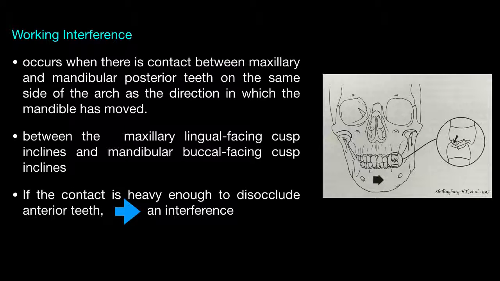Working interference. Working interference occurs when there is contact between maxillary and mandibular posterior teeth on the same side of the arch as the direction in which the mandible has moved. It is between the maxillary lingual facing cusp inclines and mandibular buccal facing cusp inclines. If the contact is heavy enough to disocclude anterior teeth, it is considered an interference.